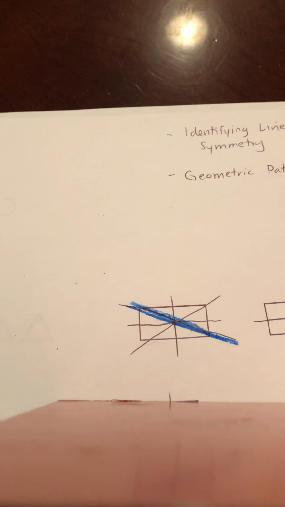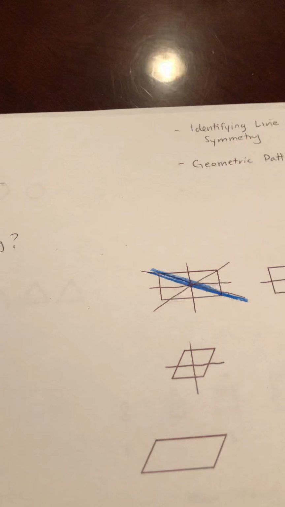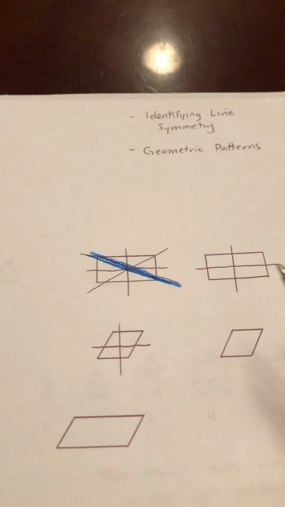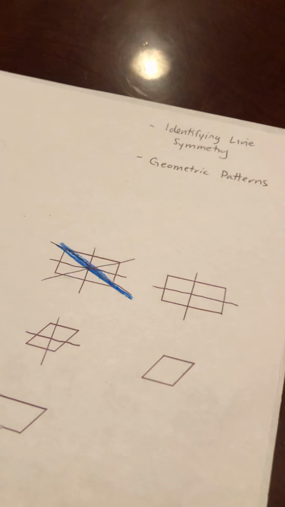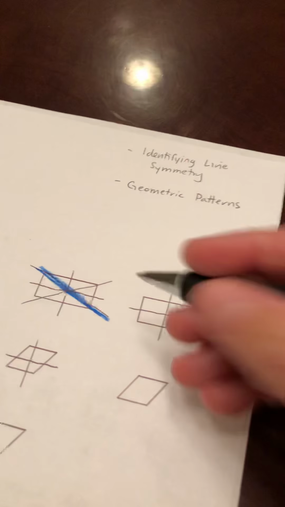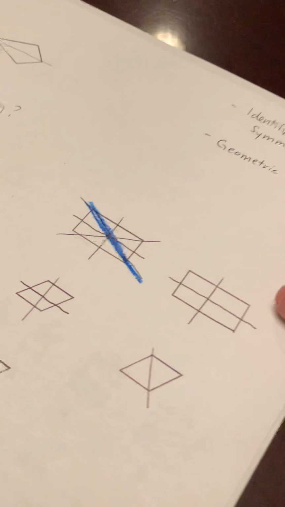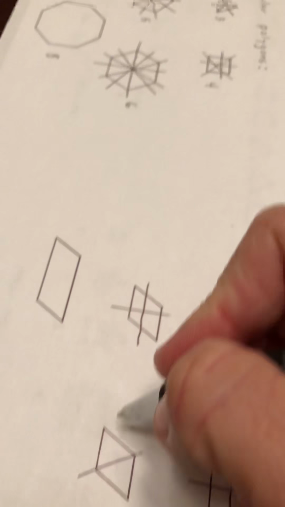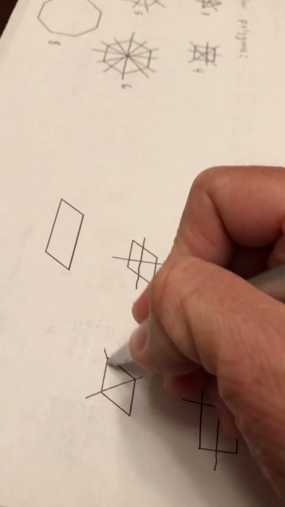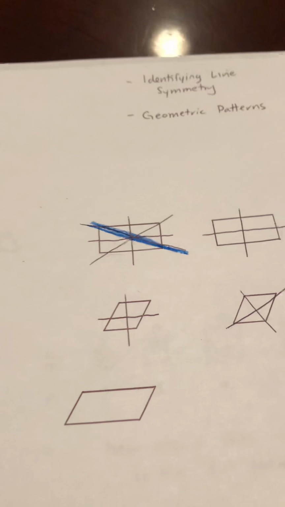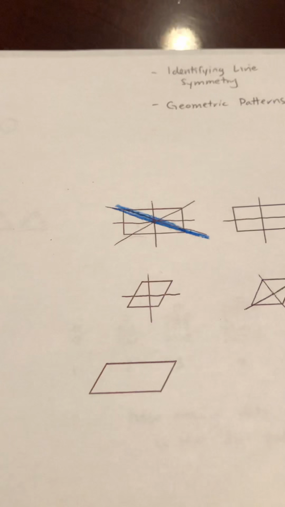The rhombus is supposed to look like that. It's basically going backwards. Okay, but it does have lines of symmetry, but they're not through the sides. They're through the vertices, through the corners. So if we go that way, that's a line of symmetry. If we go that way, that's a line of symmetry. So there are two lines of symmetry in the rhombus, but they are not this one.